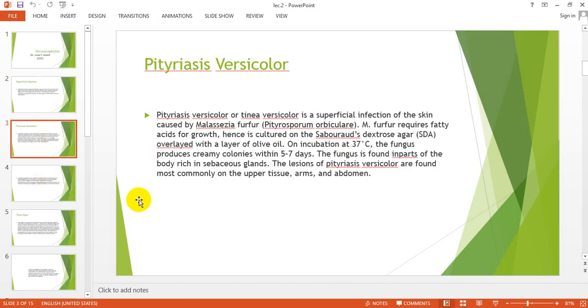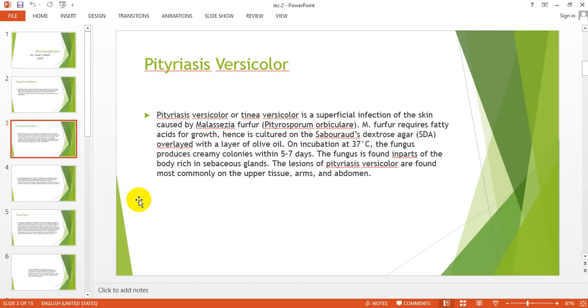Psoriasis versicolor, or tinea versicolor, is a superficial infection of the skin caused by Malassezia furfur. This type of fungal infection belongs to the yeasts. Okay, it is not a mold like the dermatophytes which infect and cause tinea. This type, psoriasis versicolor, tinea nigra, and piedra, belong to the yeast subdivision of the fungal species. So, Malassezia furfur or Pityrosporum orbiculare, and we have also other species.